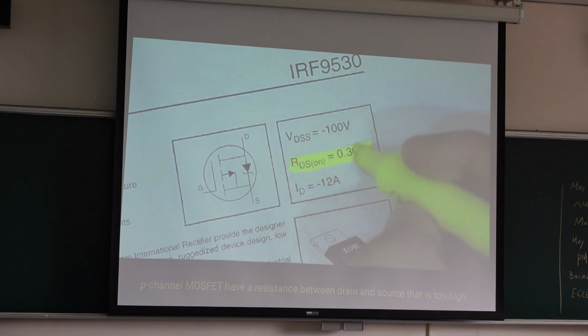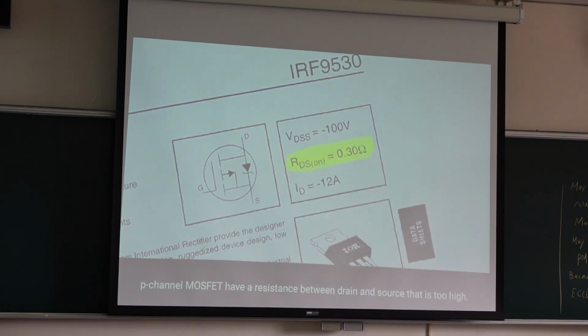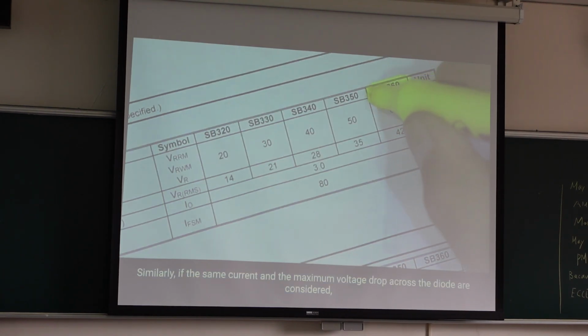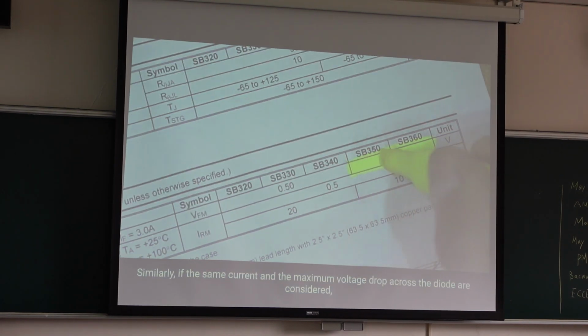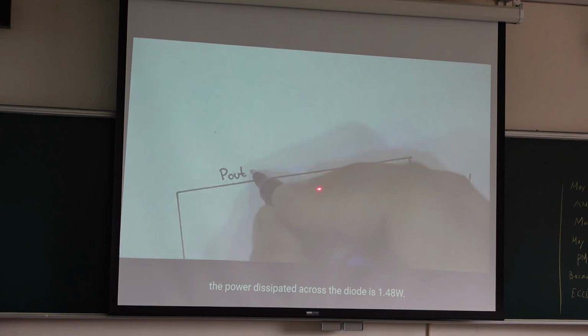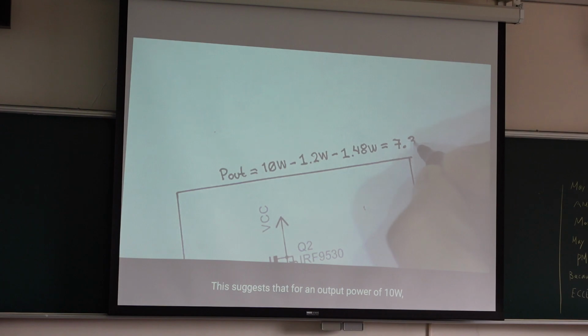Antes de comenzar a armar el circuito, es necesario ver que los MOSFETs de canal P tienen una resistencia de 0.3 ohms, demasiado alta. Para una corriente de salida de 2 amperes, la potencia disipada es de 1.2 watts. De manera similar, si se considera la misma corriente y la máxima caída de tensión en el diodo, la potencia disipada en este es de 1.48 watts. Lo anterior sugiere que para una potencia de salida de 10 watts, la máxima eficiencia obtenida sería del 74%.